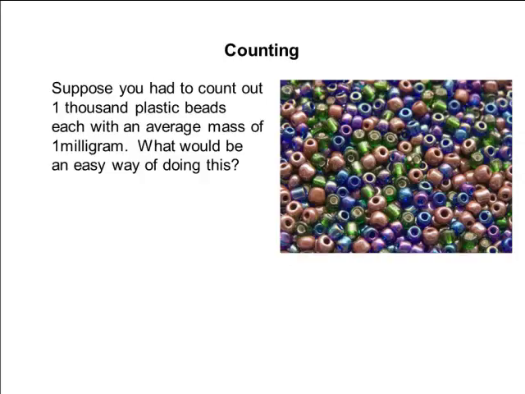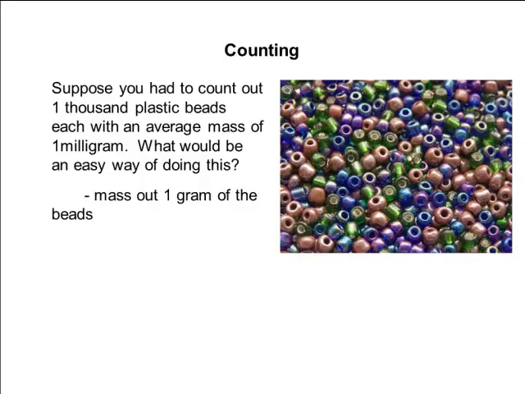A quicker way of doing it though, because we want 1,000 beads and because we know each bead has an average mass of 1 milligram, we could mass out 1 gram of the beads, and if the average mass of each bead is 1 milligram and we need 1,000 of them, that would give us a total of 1 gram. Now, are we going to get exactly 1,000? Ideally, yes. In reality, we might get a few more, a few less than we actually desire. But that would be a quick way of counting those out.